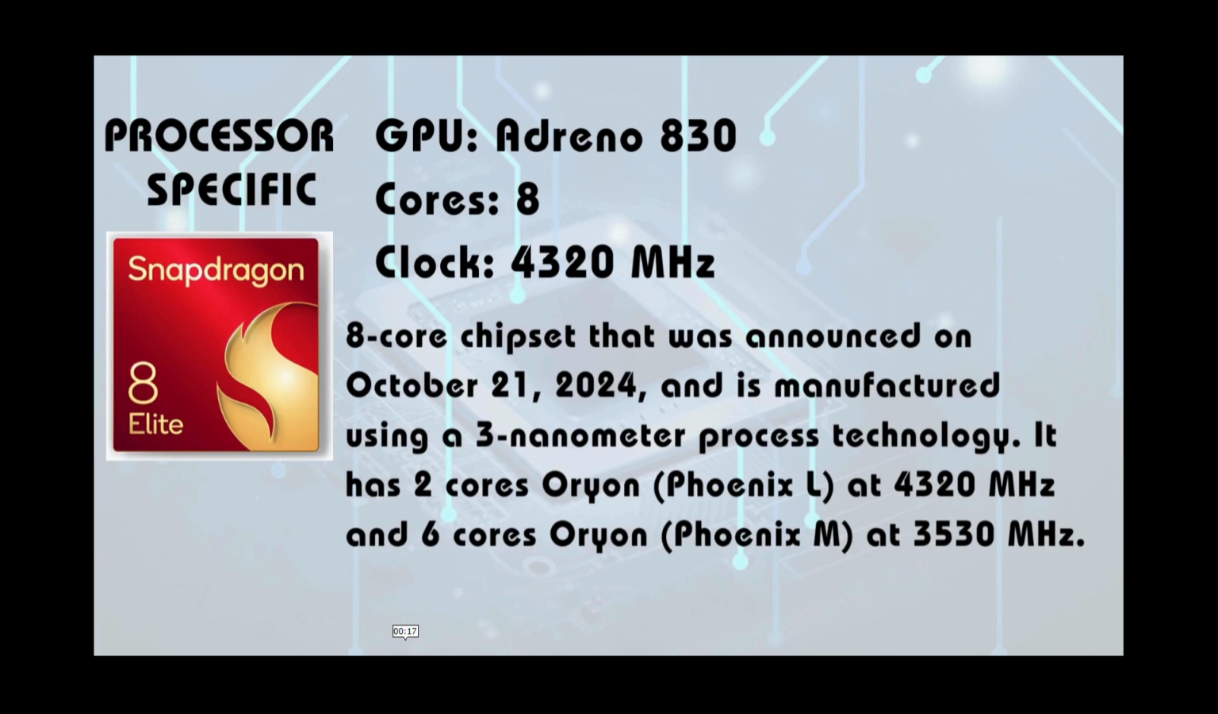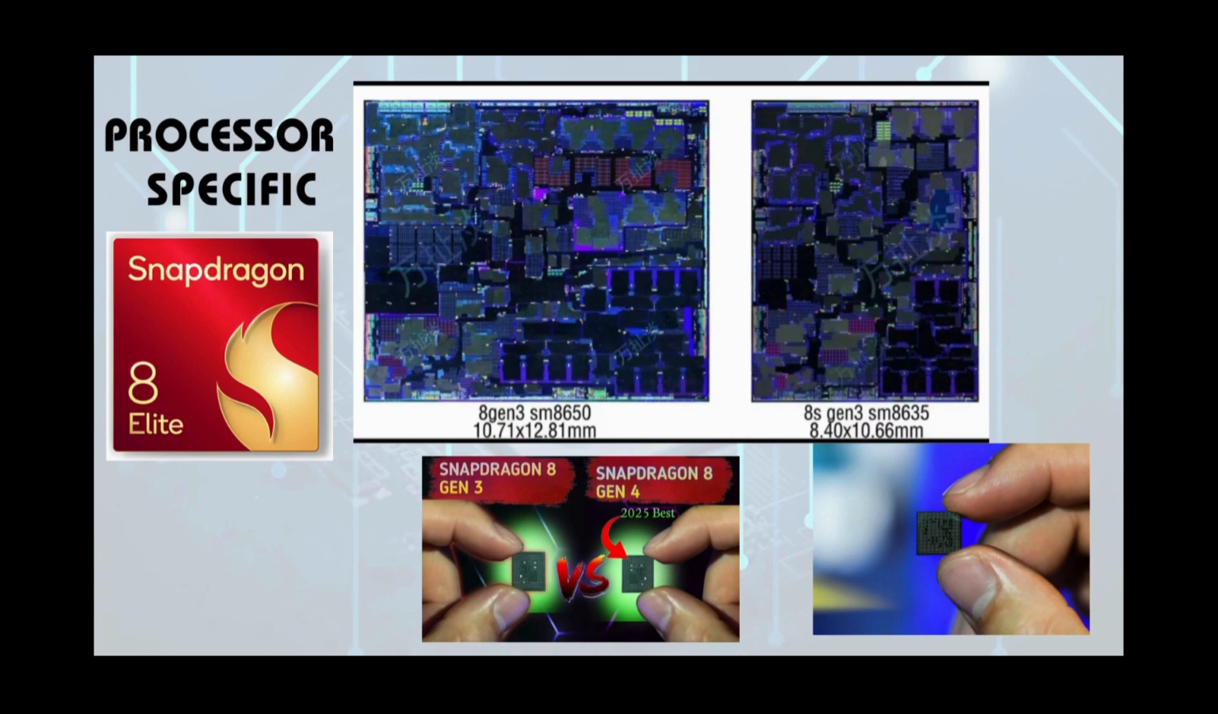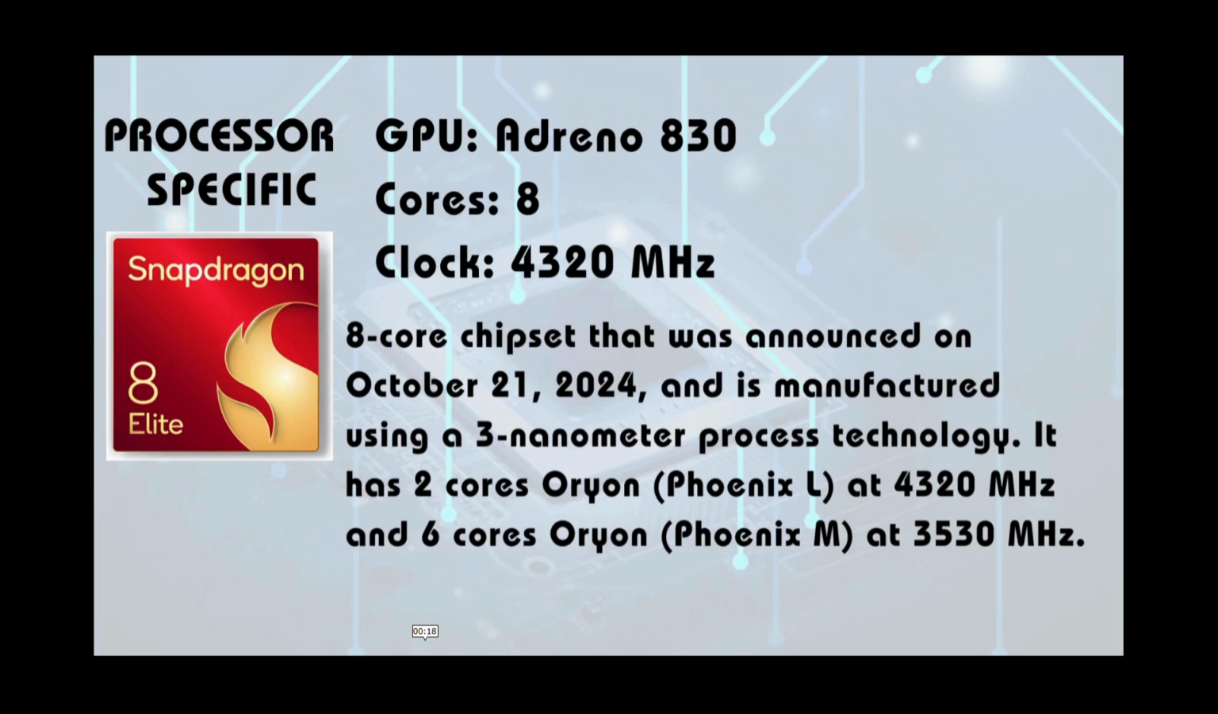chipset. We can see the chip size is very small in length, coming out to approximately 10 millimeter. You can handle it in hand. So this is the typical size of the chip used in 8 Elite. It has 2 Oryon Phoenix L cores at 4320 megahertz and 6 Oryon Phoenix M cores at 3530 megahertz. These are the cores available, coming up to 8 cores in 8 Elite.